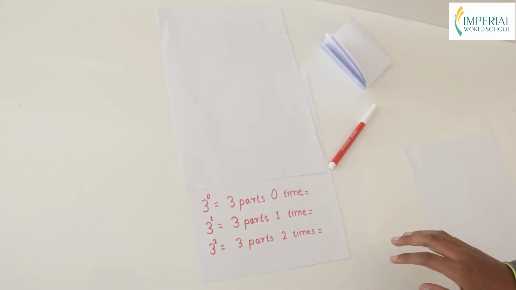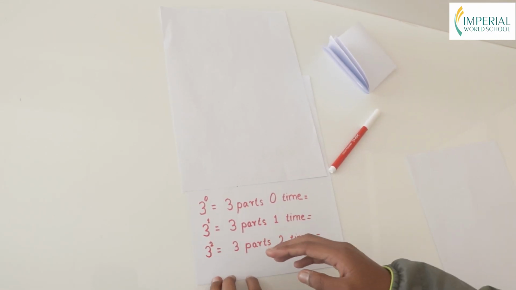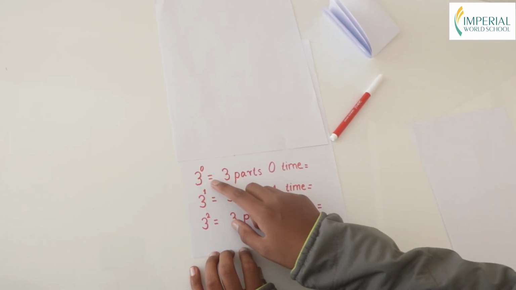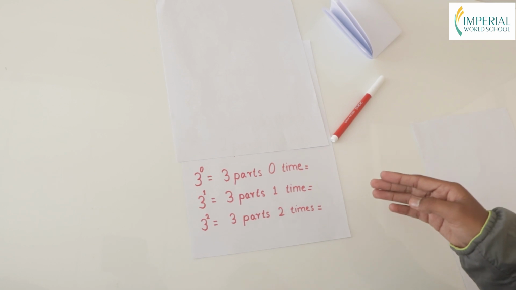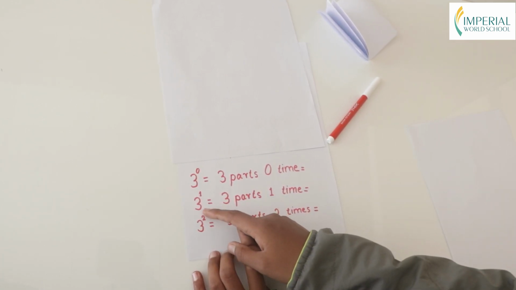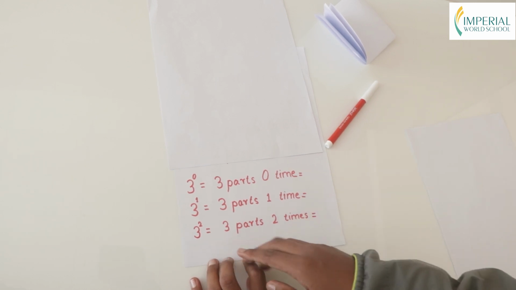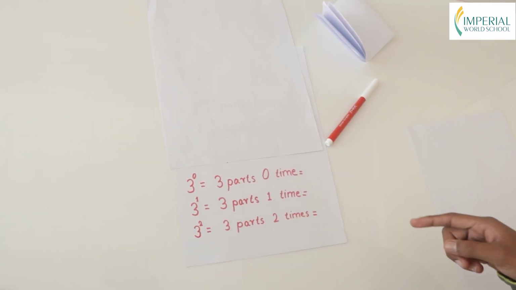Now I'm going to show you what is the value of 3 power 0 through the same activity. 3 power 0 means 3 parts 0 times, and 3 power 1 means 3 parts 1 time. 3 power 2 means 3 parts but 2 times.